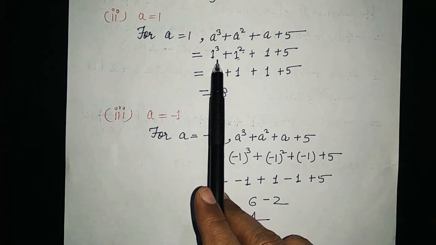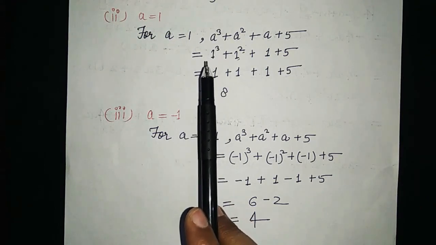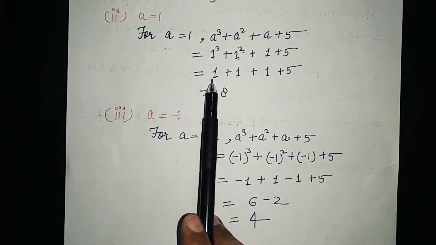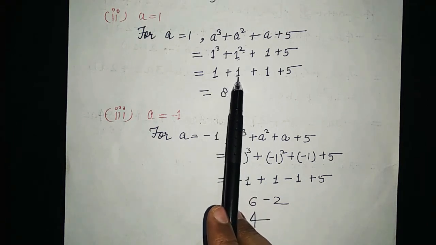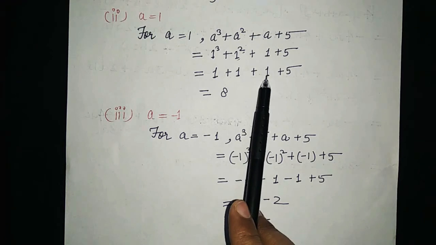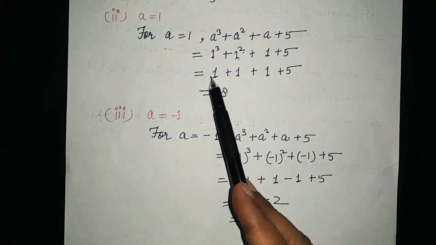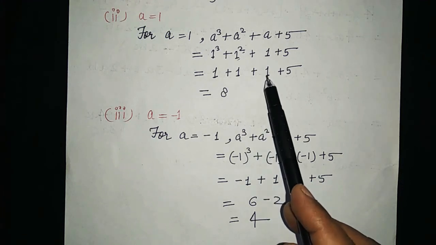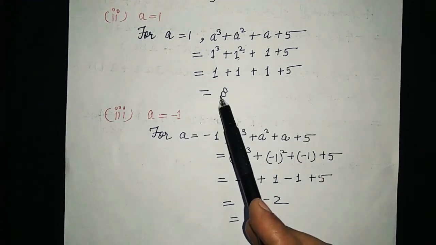Now 1 cube means what? 1 into 1 into 1. If we multiply 1 three times, what will we get? 1 only. And here 1 into 1, we will write 1, and this 1 we will write, and this 5 we will write at last. Now we will add these 4 numbers. Then 1 plus 1 plus 1 plus 5. The sum will come 8.